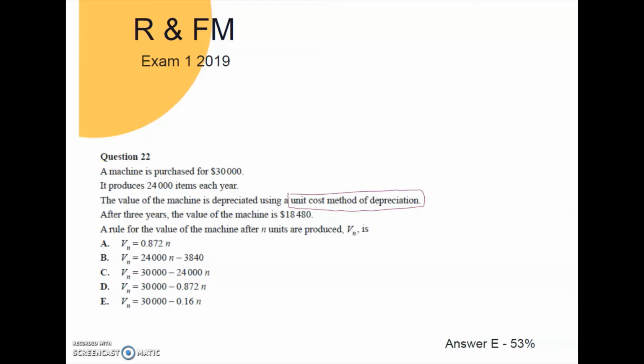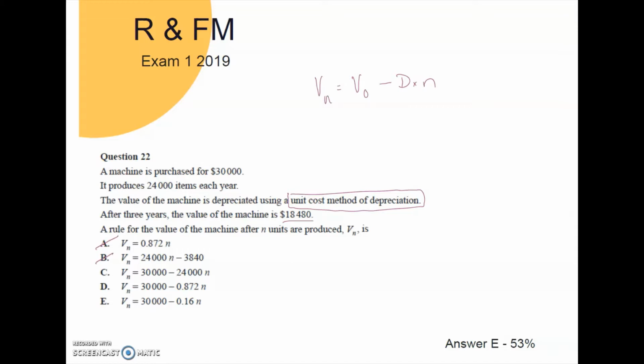After 3 years, the value of the machine is $18,480. What would be a rule to determine the value after n units produced? Okay, so a couple of things. We need to ensure that the general rule that we're seeing here in the options is the correct style. We would be wanting to see something along the lines of the value is the initial value minus the depreciation per unit times n, for the number of units. Even just by doing that, we can see A is not an option. B is not an option.